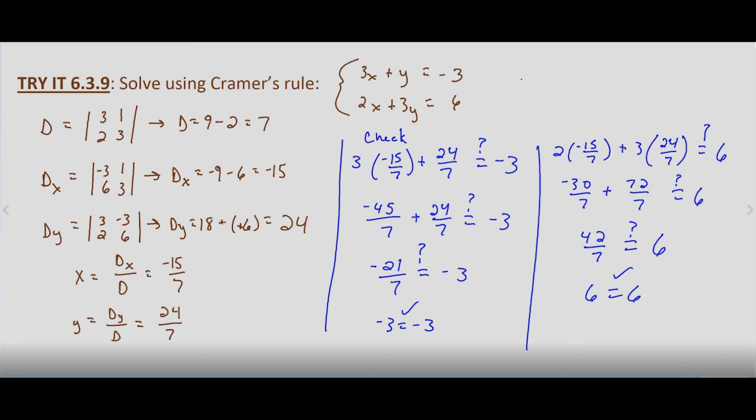So our solution is x equals negative 15 sevenths and y equals 24 sevenths.